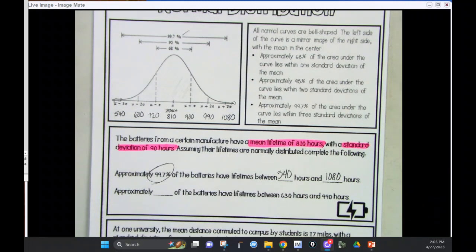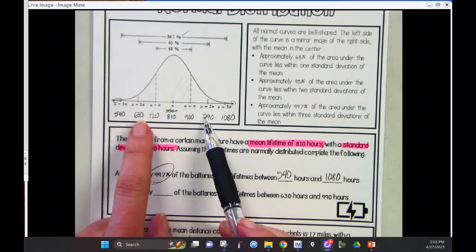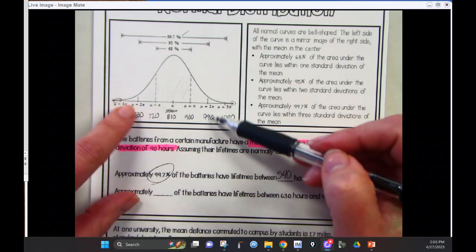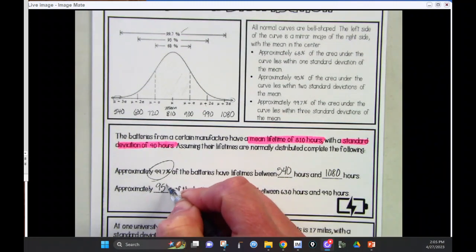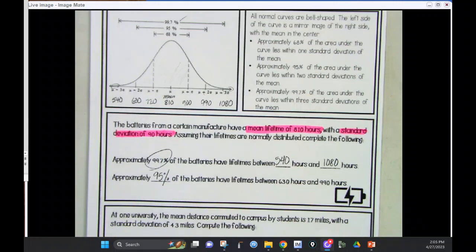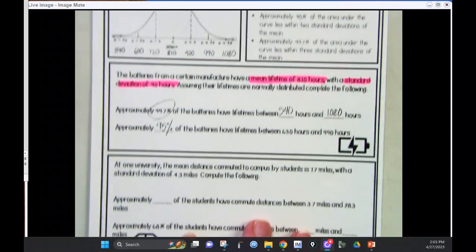Next question. Approximately how many of the batteries have lifetimes between 630 hours and 990? So you looked at this window right here, and you went up and you said, oh, yep, that's 95%. Love it, Mallory. Thank you. How do you feel about that? All right, let's do it one more time then.